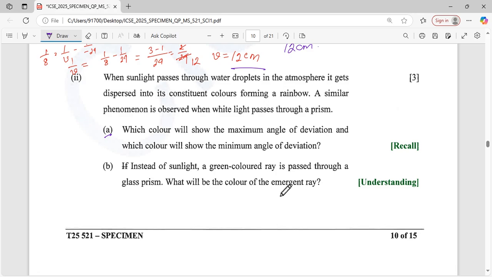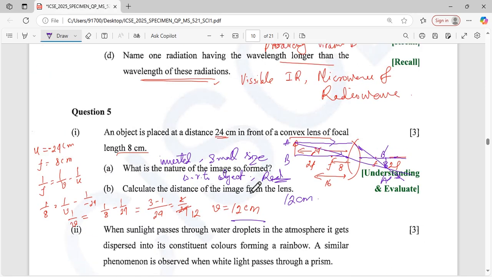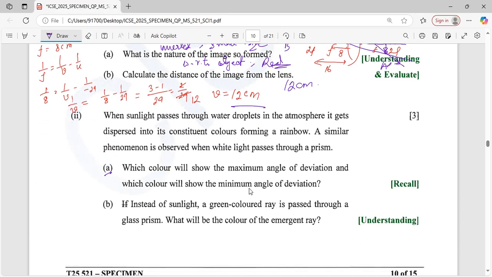Okay. So we know the previous concept. Maximum deviation. If you show the VIBGYO, here we know from the previous diagram that the deviation decreases. So which color shows the maximum deviation? The violet shows the maximum deviation. The minimum angle of deviation means red. So here the maximum is violet, and the minimum is red.